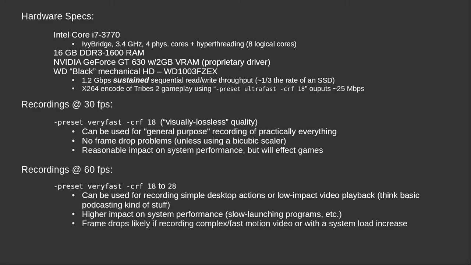Frame drops are likely if recording complex or fast motion video, as we saw with Tribes 2, or with a system load increase. So let's say, for instance, that I open up a web browser, start it cold, and go to YouTube and start playing a 60 frame per second video there. Just the system load that gets put on by the web browser opening and then going to YouTube and loading that content can tip the frame drop threshold over the edge, and then I'll start dropping frames. Gameplay recordings are practically guaranteed frame drops when using this preset. I would not use this particular preset on this machine to record a game.